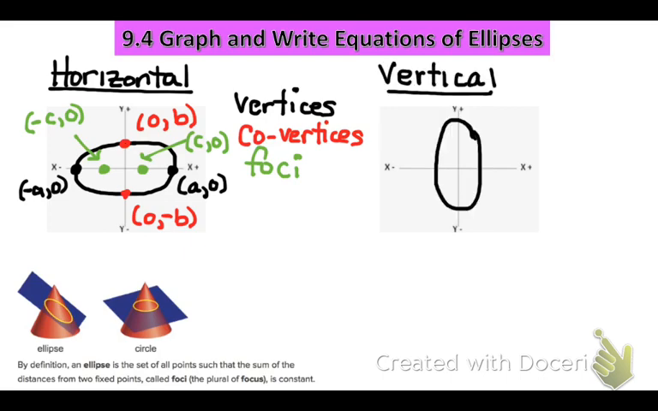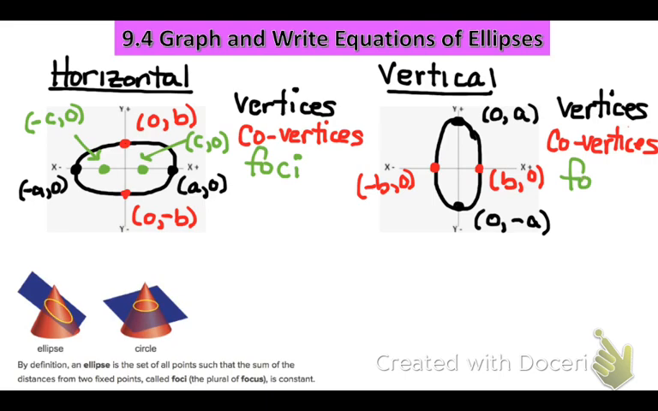For the vertical graph, our vertices are now going to be labeled. We're still using a, but now it's going to be (0, a) and (0, -a). Our co-vertices, we're still using b, and it's going to be (-b, 0) and (b, 0). And lastly, we have our foci, and they're going to be found on the y-axis as (0, c) and (0, -c).